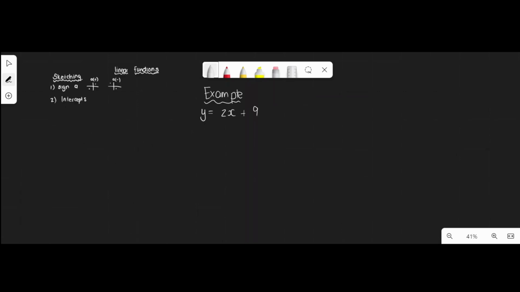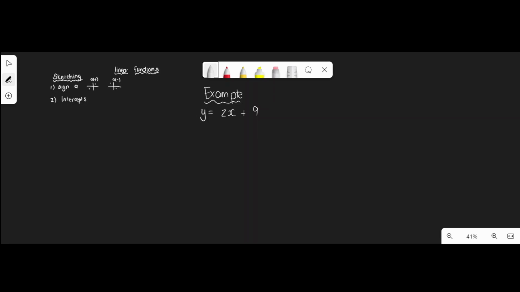Now let's say we have an example of y equals 2x plus 9, and they say sketch this graph. With sketching, we need to follow the rules I told you. One, you need to determine the sign of a so that you can know where your graph lies.